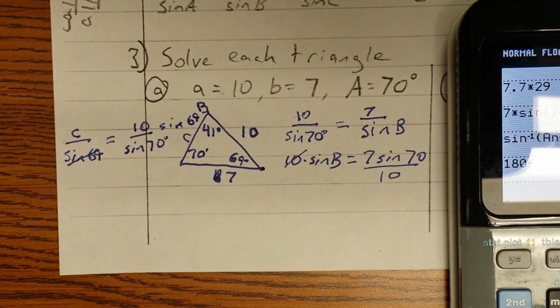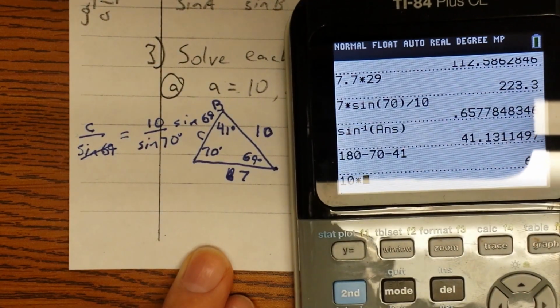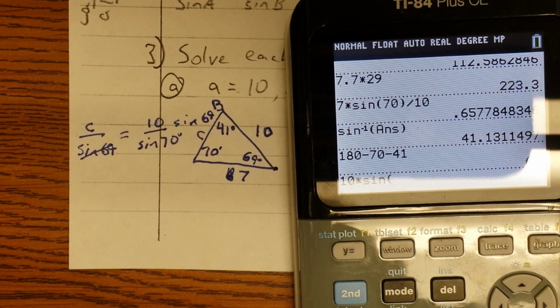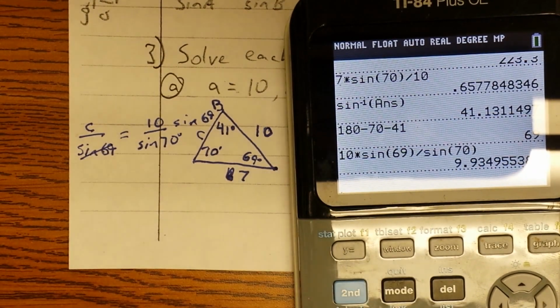So I've got 10 times, back to the calculator, 10 times sine of 69 degrees, that's on the top of the fraction, divided by sine of 70 degrees. And what do I get? I get 9.9.